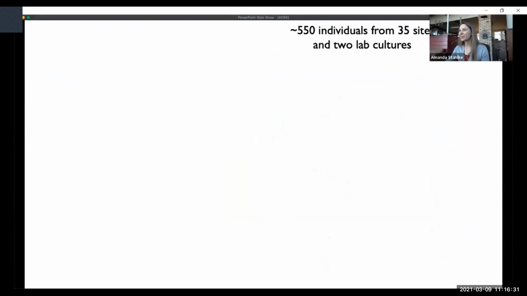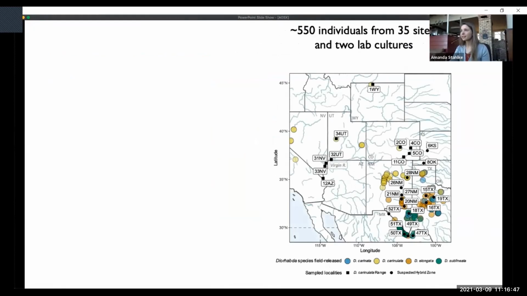Okay, so in total, we had about 550 individuals from 35 sites and 2 lab cultures. We constructed 9 single digest SBF1 RAD-seq libraries following the methods described in Ali et al. And we used 1.4 thousand SNPs with very low missing data amount. These SNPs are RAD-seq loci aligned to the Elongata reference genome. And for structure analysis, we just used 1 random SNP from each RAD-seq locus.